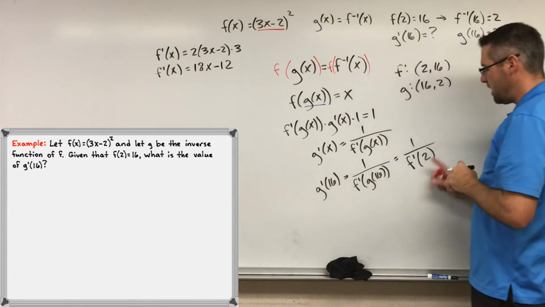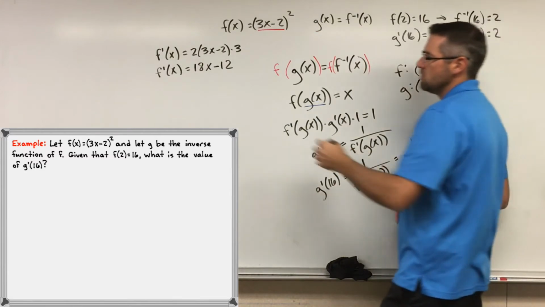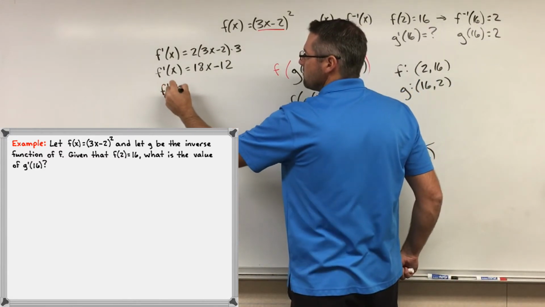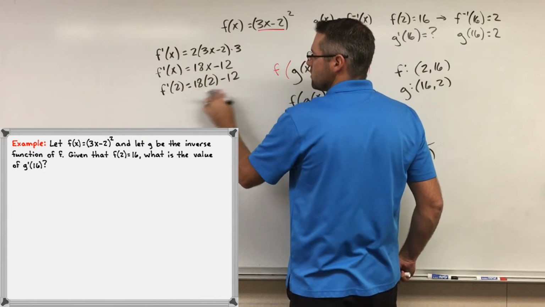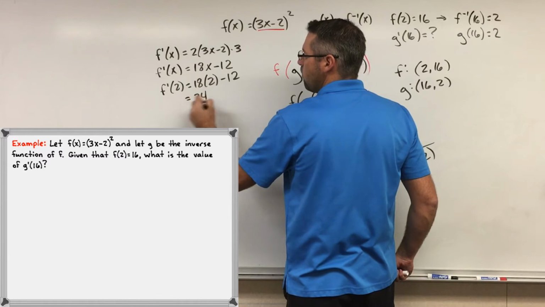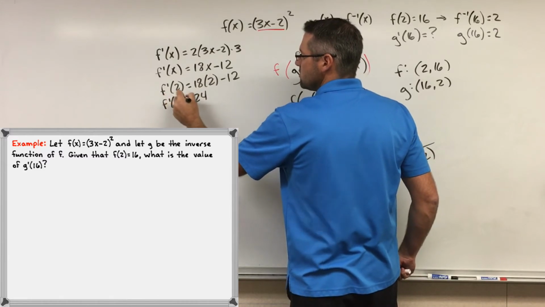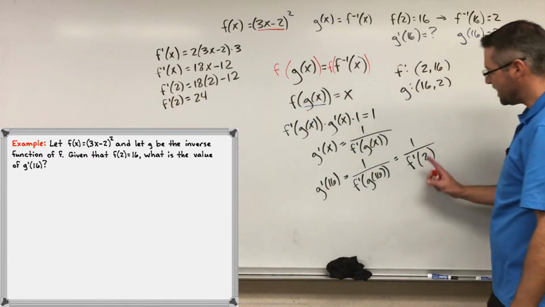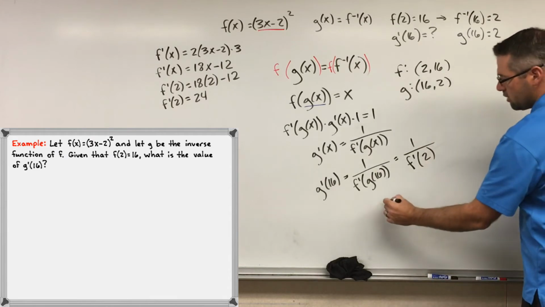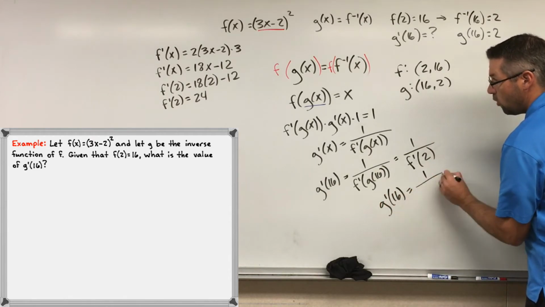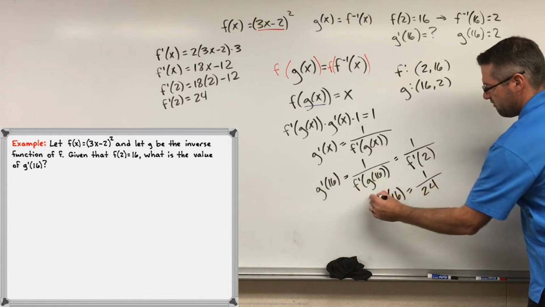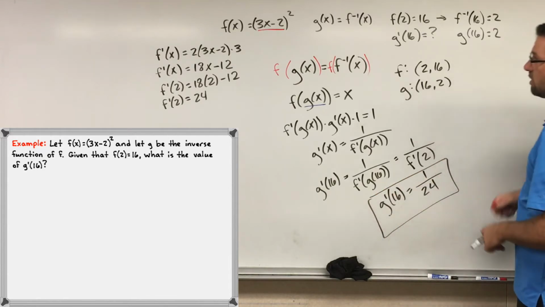And because I wanted f prime of 2, I'm going to plug 2 in there. So I got f prime of 2 is 18 times 2 minus 12. So that's 36 minus 12, which is 24. And so we're left with f prime of 2 equals 24. And then I can take that and plug it in here. So we end up with g prime of 16 is equal to 1 over 24.